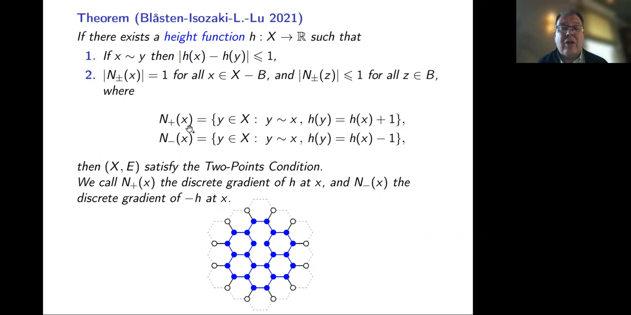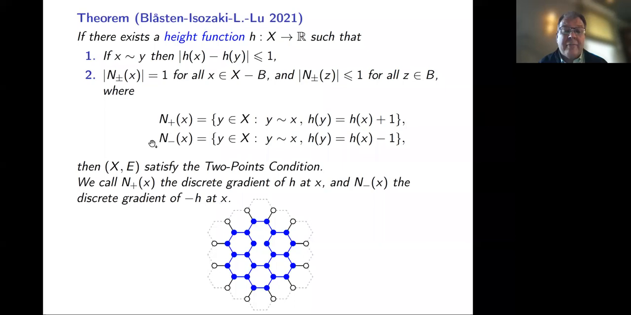Here are two sets that I call discrete gradients. If you are here at point X, I ask what are all those points Y that are neighboring to X and where the function h grows in a maximal way. So when we go from X to Y, we change the value of h by the maximal value, the value 1. So this n plus of x shows the nodes where the function grows maximally. We can think of that as a discrete gradient of this height function.